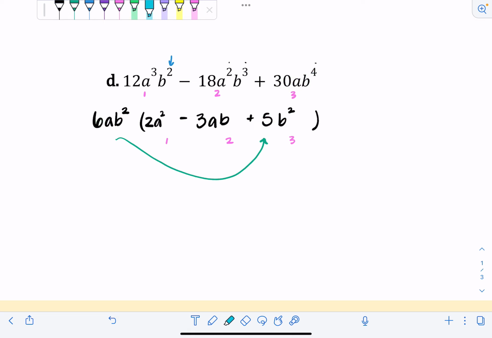Okay, if you just watched that example and you're like, what the heck is going on? It was a hard example, so don't stress about it. Remember, you can rewatch it as many times as you need to, and just give yourself time to get some practice in before you sweat it. So 6ab squared times 2a squared minus 3ab plus 5b squared.